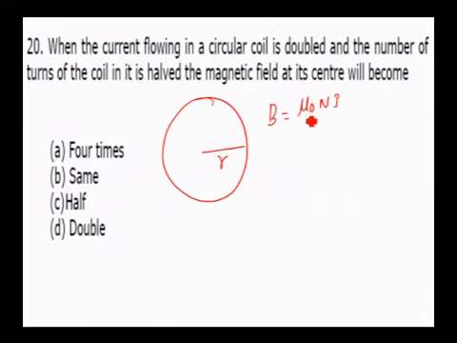When the current flowing in a circular coil is doubled and the number of turns of the coil is half, the magnetic field at its center will become. Okay. So, current is doubled, number of turns becomes half. We should find the magnetic field at the center. So, radius of this coil I will take as r. Magnetic field at the center, we know that B equals mu naught nI divided by 2r.